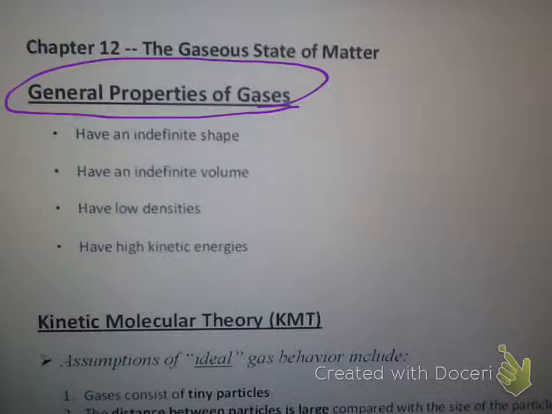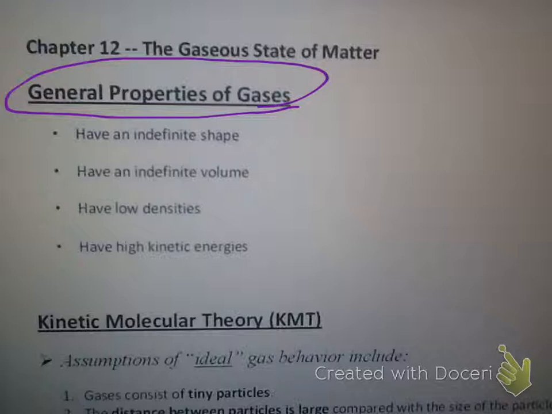Remember that gases have an indefinite shape. So macroscopically, when you look at a gas, or we'll say look through a gas, the particles in the gas do not form a unique shape. They take on whatever the shape of the container is. So if you have a container with round edges, the gas will take on a round shape. If you have a container with rigid, square type edges, then it will take on that shape as well.